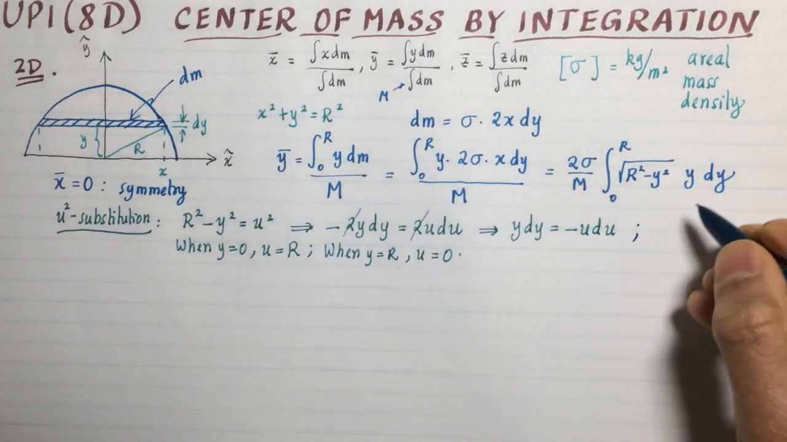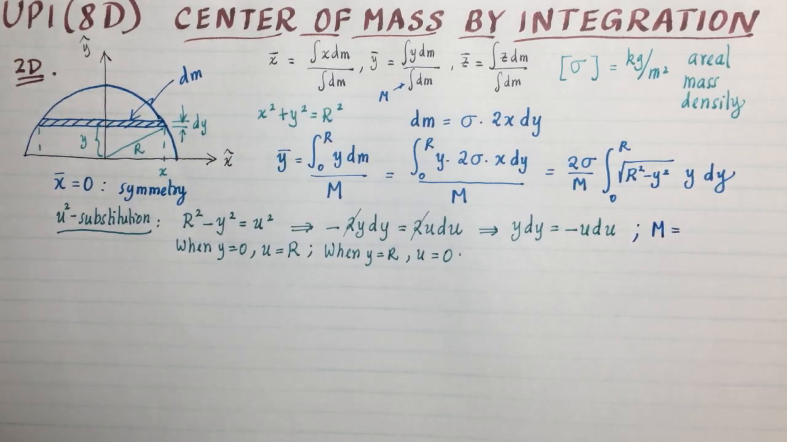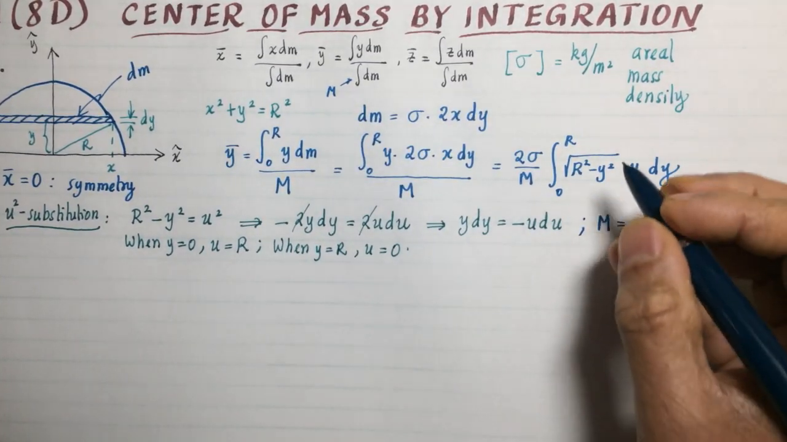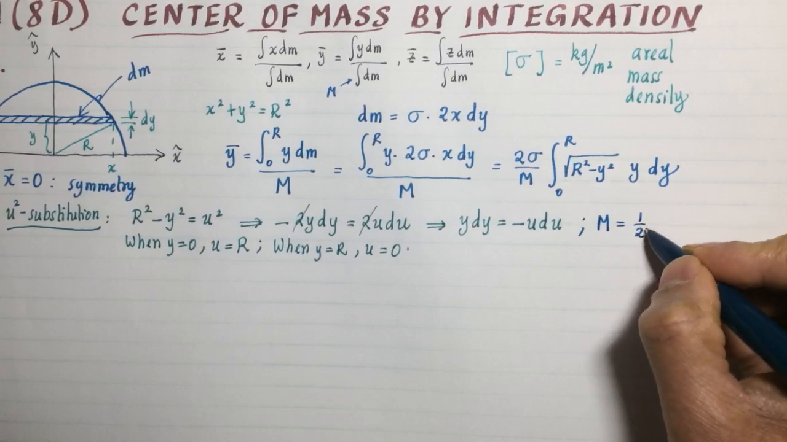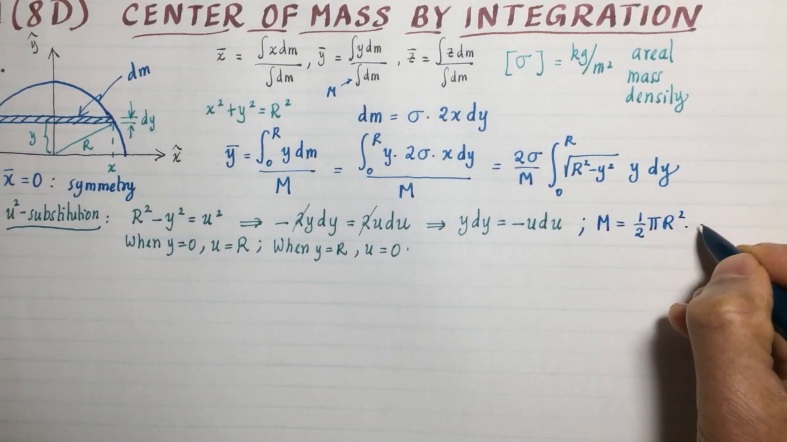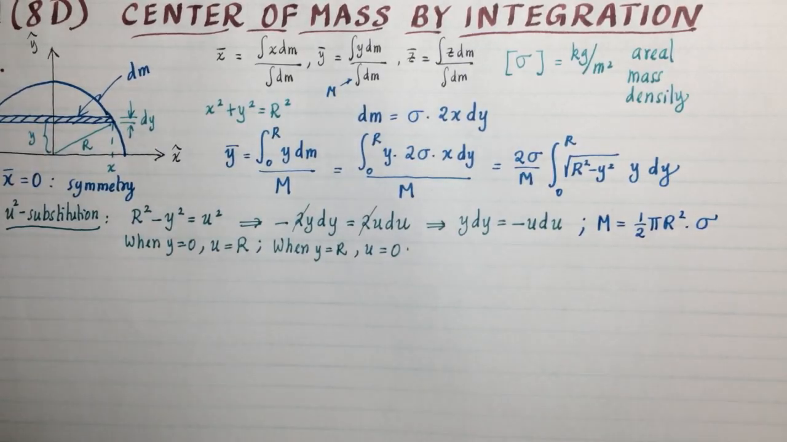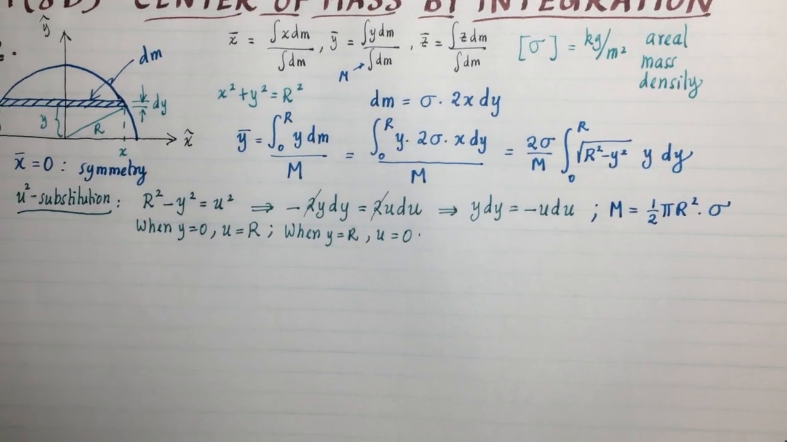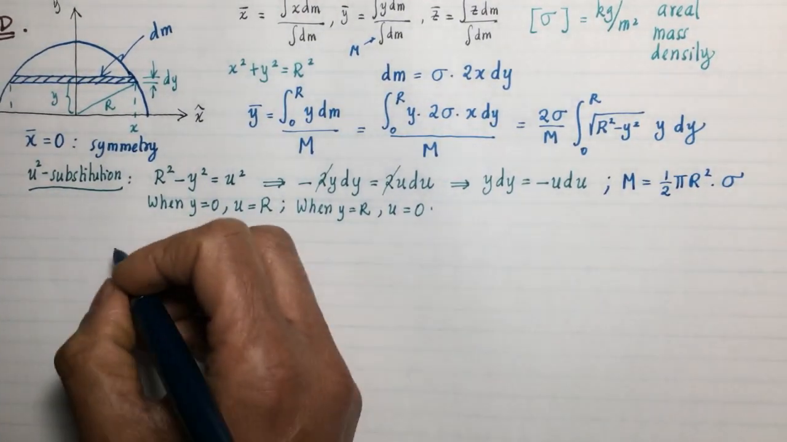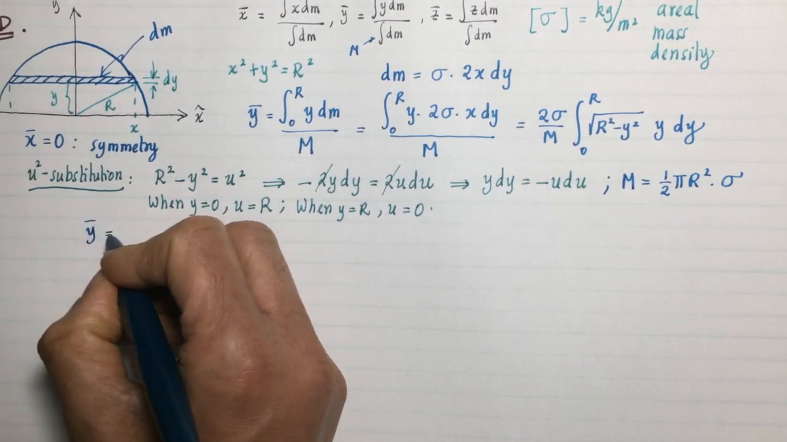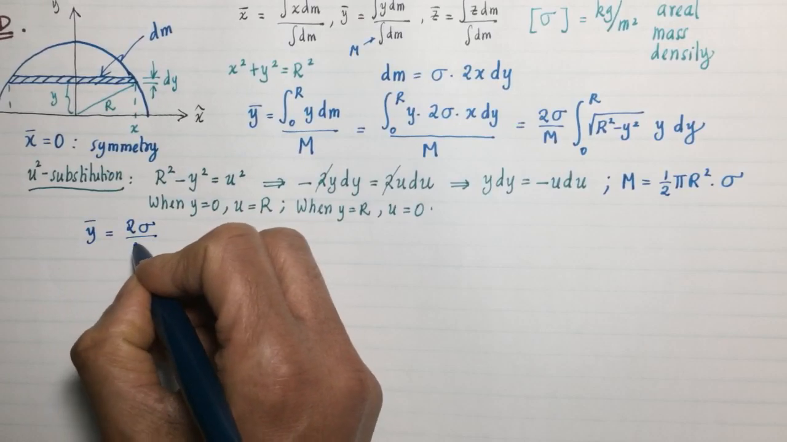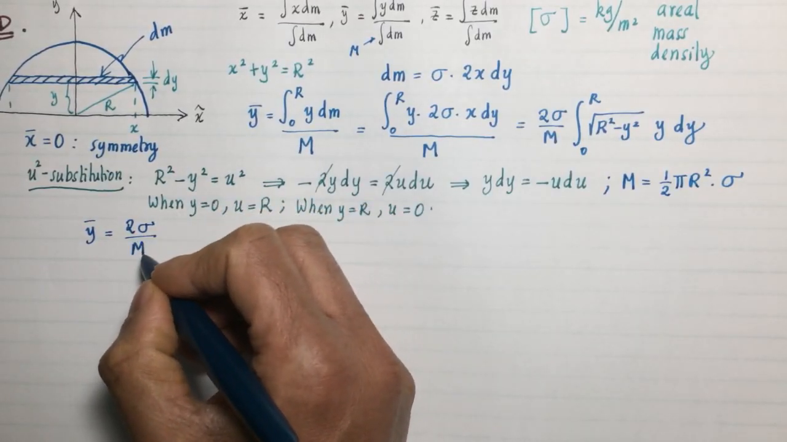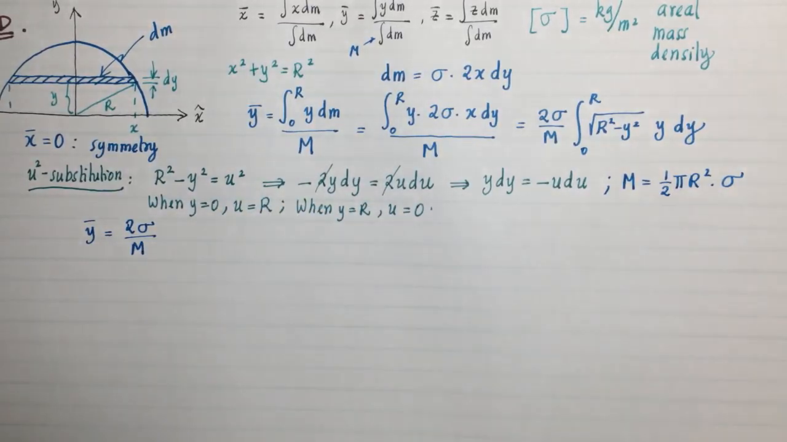Now meanwhile, separately, the mass of the object, well, you all know the formula for a semicircle. It's just 1/2 pi r squared. So that's just 1/2 pi r squared times the mass density sigma. All right, now for the home run. Y bar is 2 sigma over m. I will hold off on substituting for m. I'll put that at the end, okay?